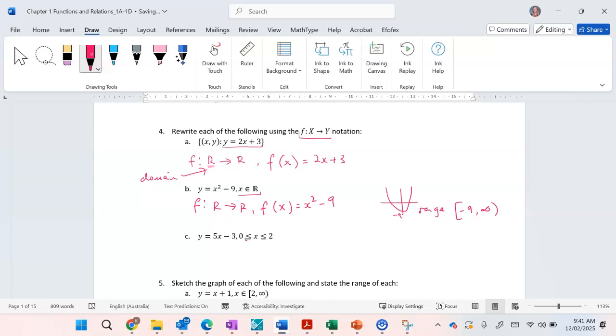All right, for this one, we've got a restricted domain. So we're just going to write that in. So x is between 0 and 2, including 0 and 2. So we make sure we use our square brackets.